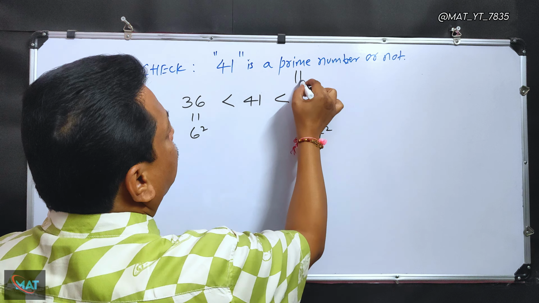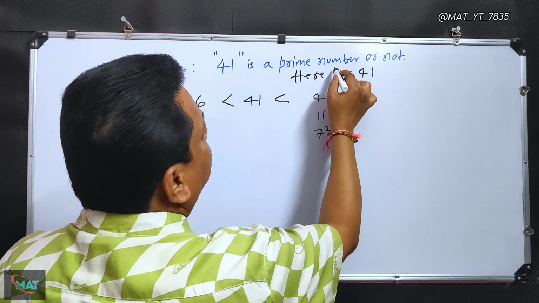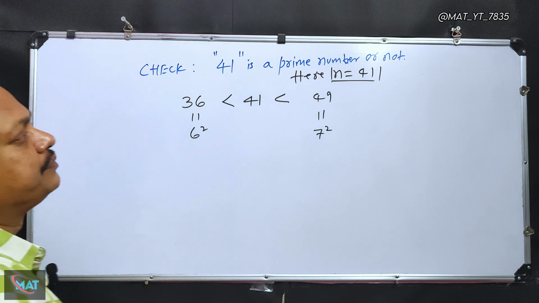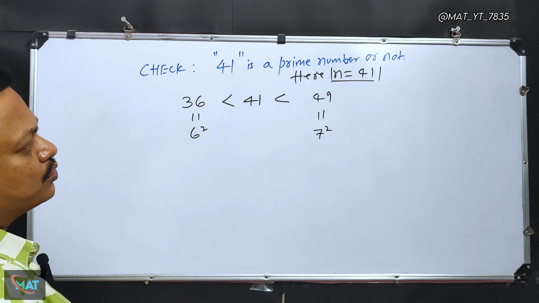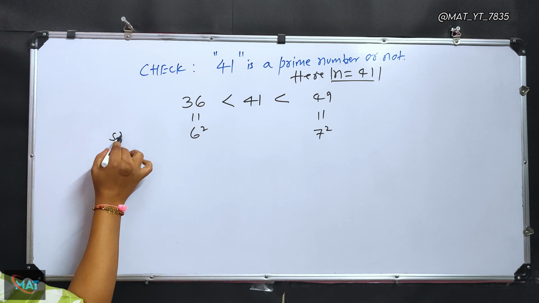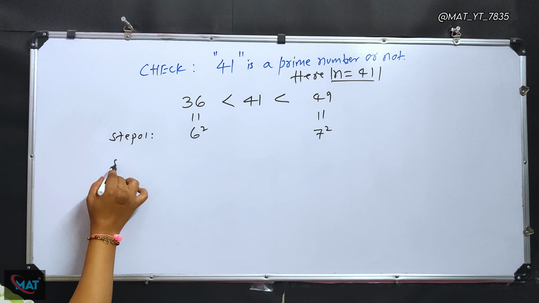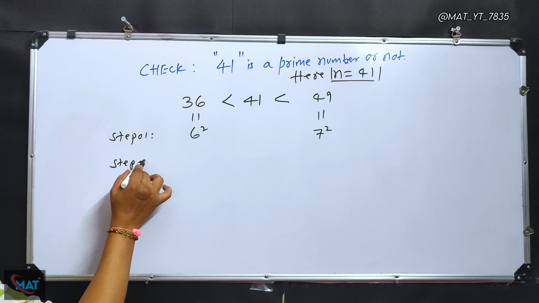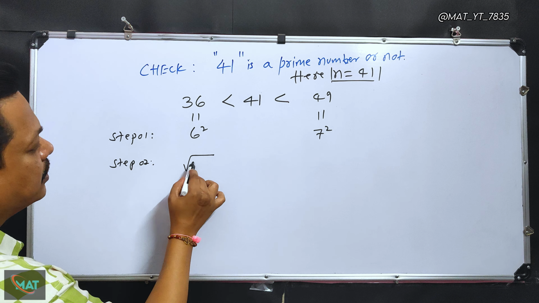Here we can say that n is equal to 41 for the time being. Our n equal to 41 lies between these two consecutive squares. That is step 1, as I mentioned in the previous video. Step 2 says to take the square root of each number.